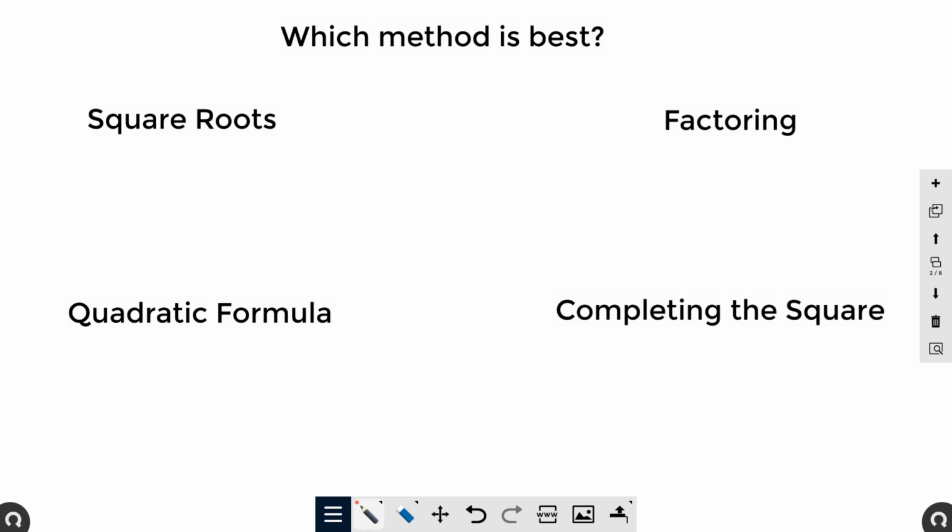And you can write these down one at a time if you want to. So we can just start off with our square roots. When can we solve an equation using square roots? When it just has x squared. So when there is only x squared and no x term, we can use square roots.